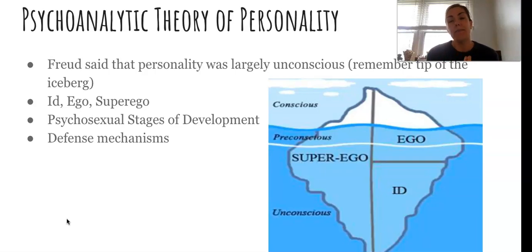Psychoanalytic is a huge one. Obviously, it's Freud. Things are all in the unconscious. Remember the tip of the iceberg. We just see the tip of the iceberg, but there's so much underneath. That's how Freud describes your personality: the way you are is largely because of the unconscious. And he talked about the id, the ego, and the superego. Please know the difference between those as well. And then he did the psychosexual stages of development. We'll go over those. And he also talked about the defense mechanisms.